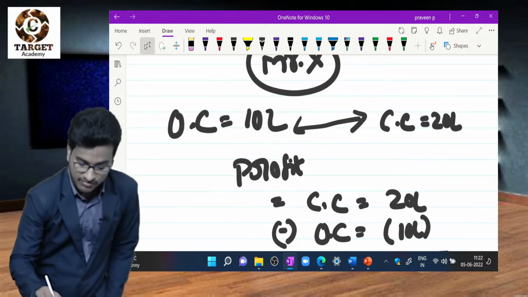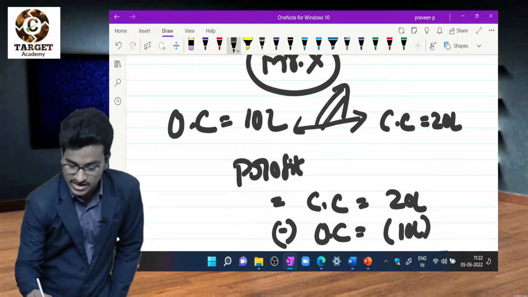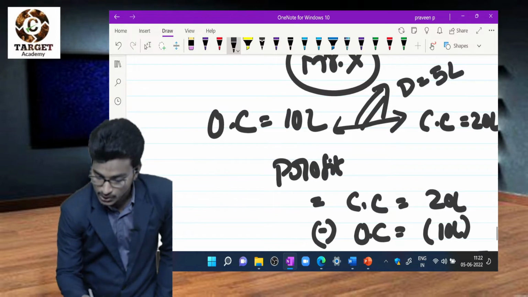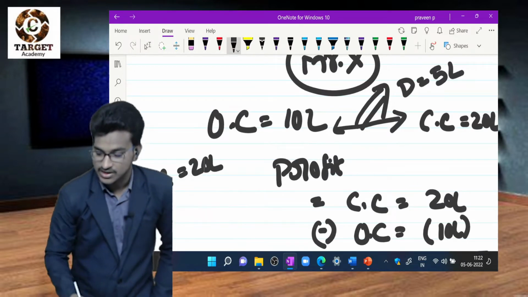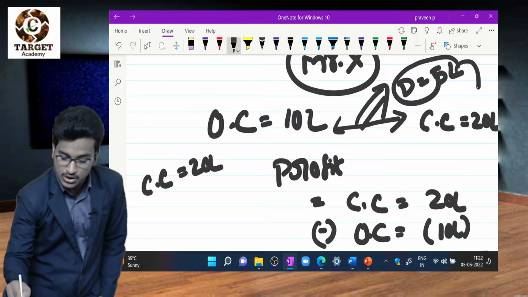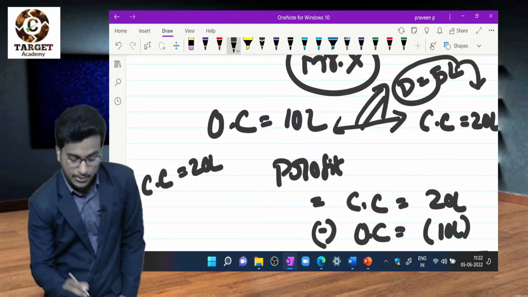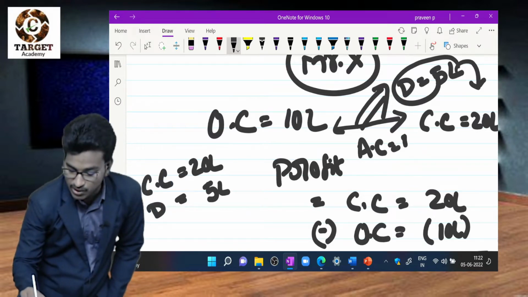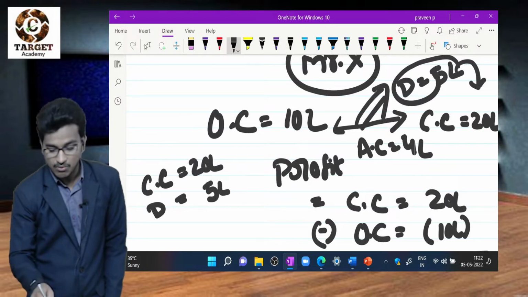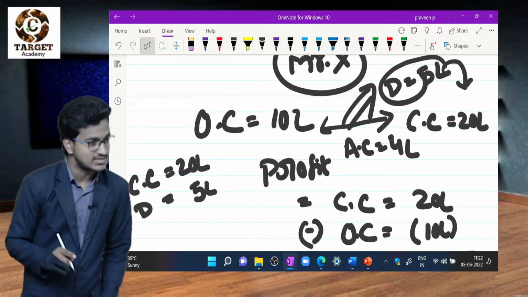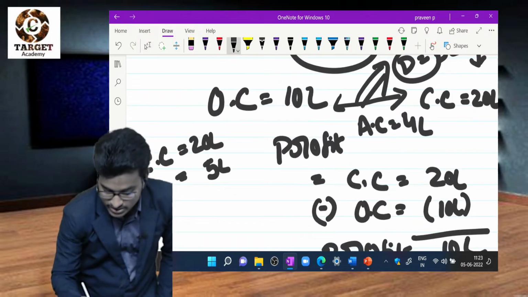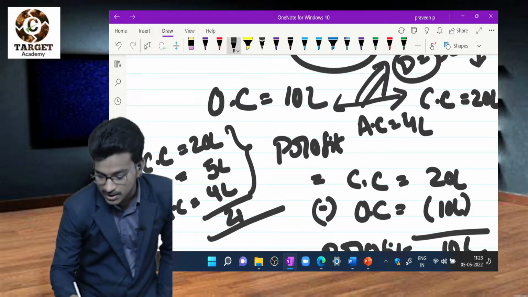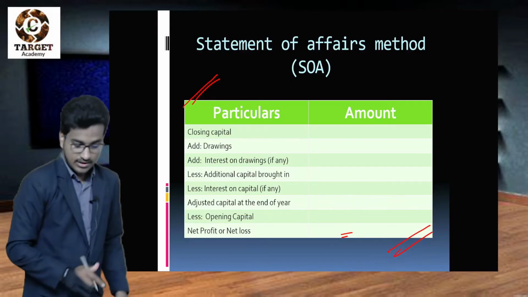For example, if there is a transaction during the year, say drawings are 5 lakhs. Then listen carefully. Closing capital is 20 lakhs. If there were no drawings, what would the closing capital be? 25 lakhs, right? So we have to add drawings of 5 lakhs, and additional capital introduced is 4 lakhs. If there were no additional capital, the closing capital would be reduced by 4 lakhs, right? So I have to reduce the additional capital amount of 4 lakhs. Then what is the net balance? 25 minus 4, 21 lakhs. That is shown in the pro forma.